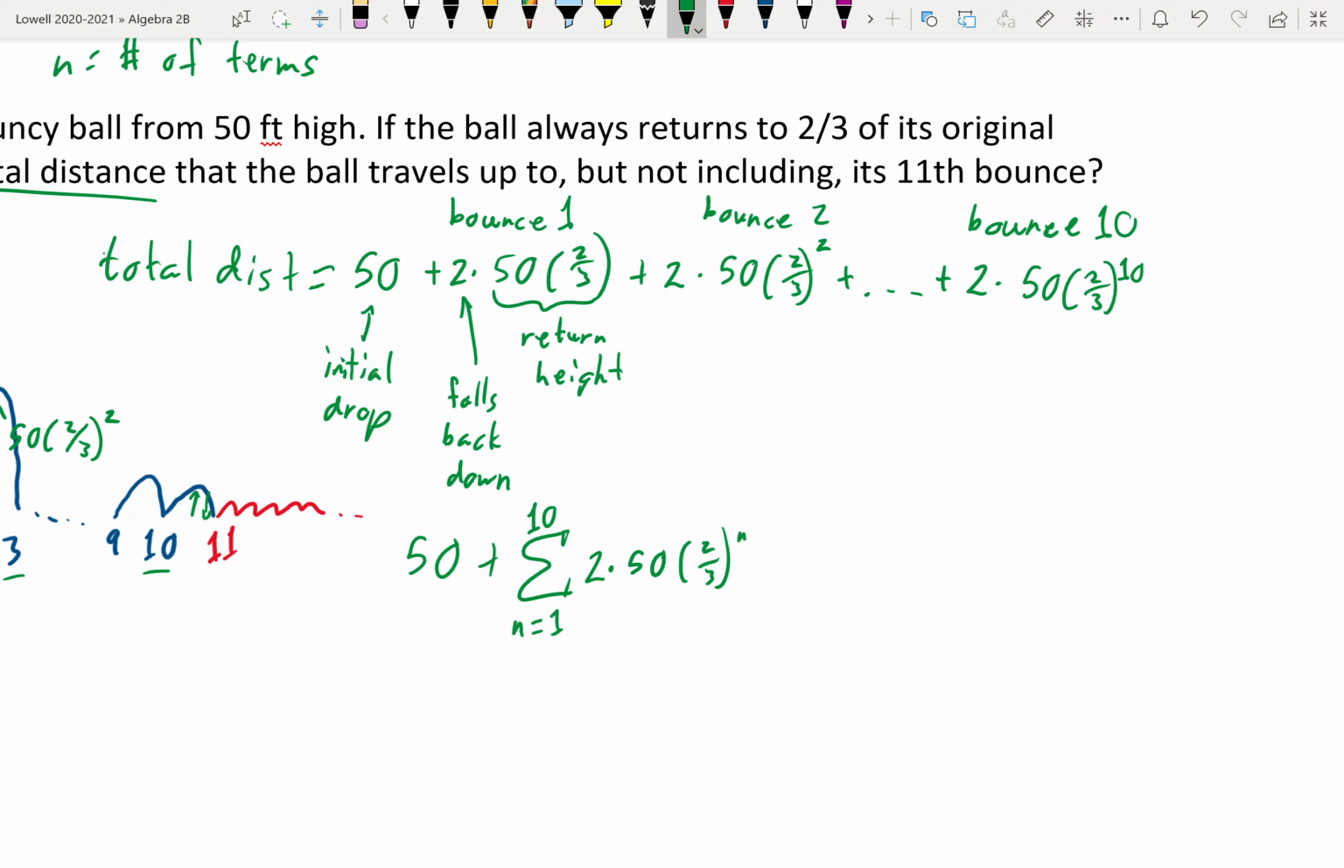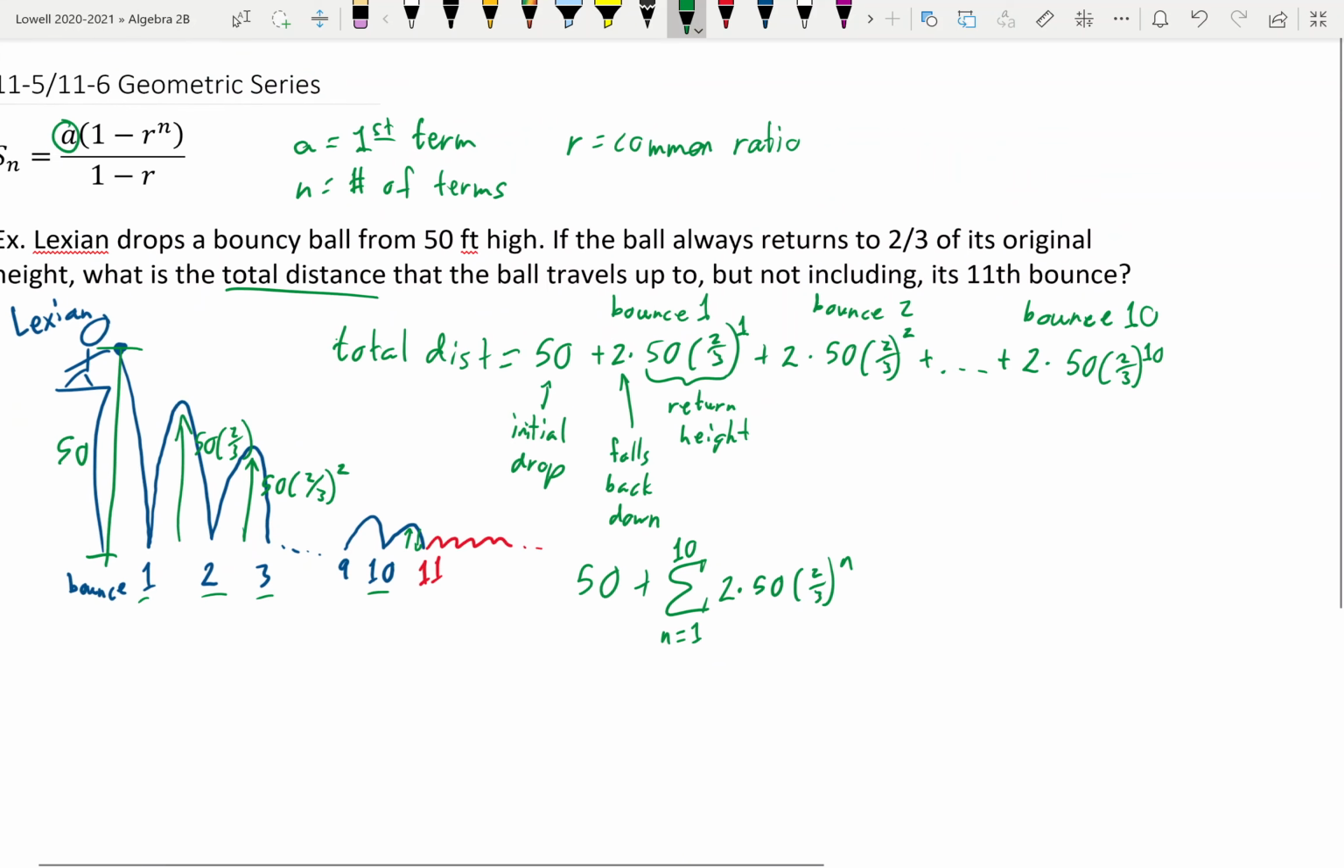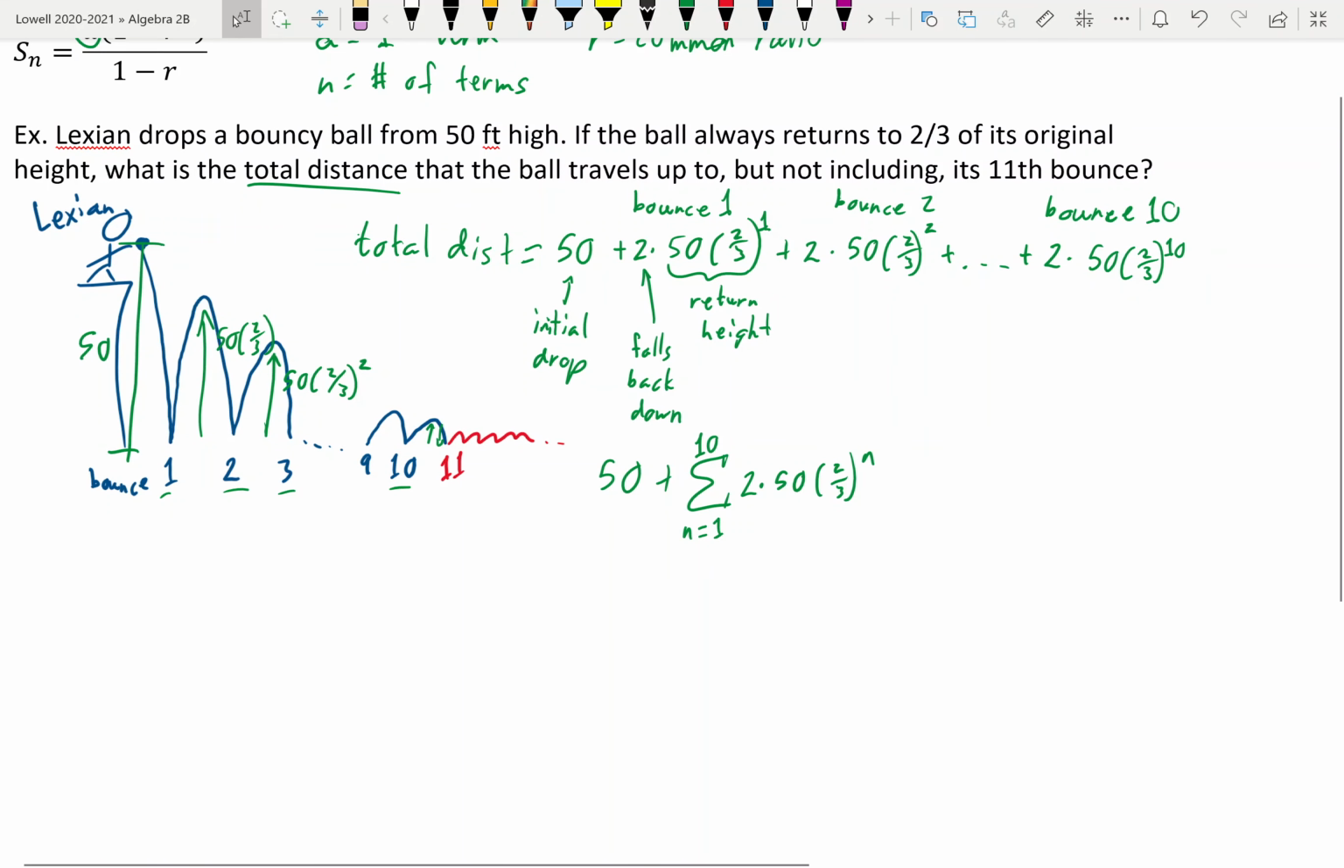In bounce number 1, there is 1 factor of 2/3. In bounce number 2, there's 2. In bounce number 10, there are 10. So it seems that whatever term you're at, that's the number of 2/3 you're multiplying by. And so I think this is going to be our expression that we're actually evaluating. Alrighty, so now we can actually apply our formula right here. So I'm going to just repeat that.